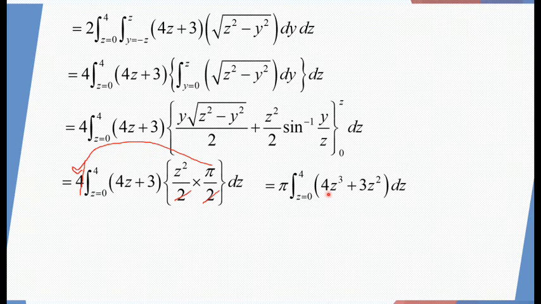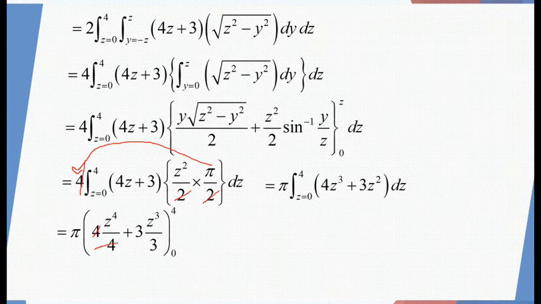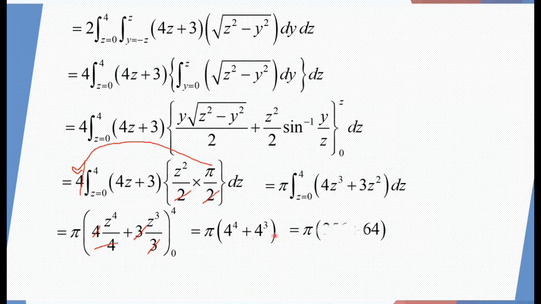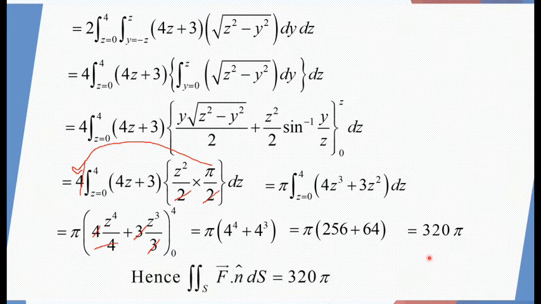So the integral of z cube is z raised to power 4 by 4 and the integral of z square is z cube by 3. And now see, this 4 is cancelled out by this 4 and this 3 is cancelled out by this 3. So only z raised to power 4 plus z cube remains. On putting the limit, it is 4 raised to power 4 plus 4 raised to power 3. So 4 raised to power 4 is 256 and 4 cube is 64. So 256 plus 64 is 320. So the value of this particular problem is 320 pi.